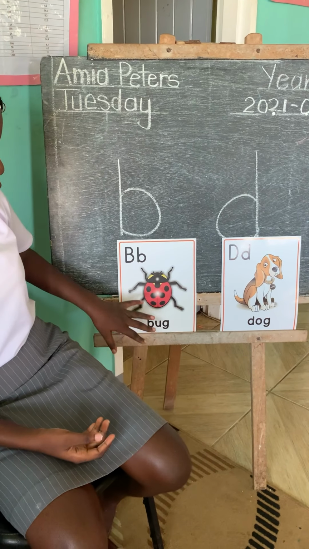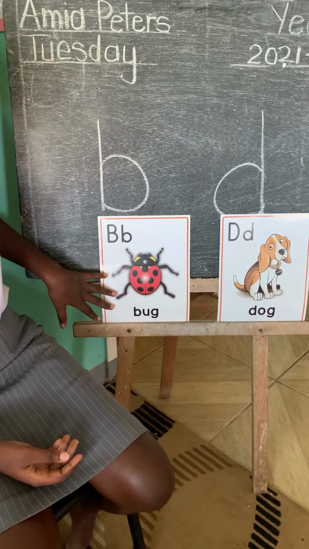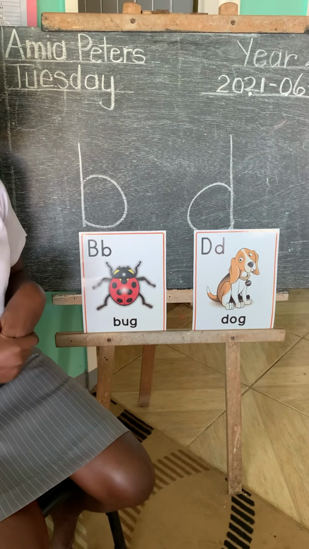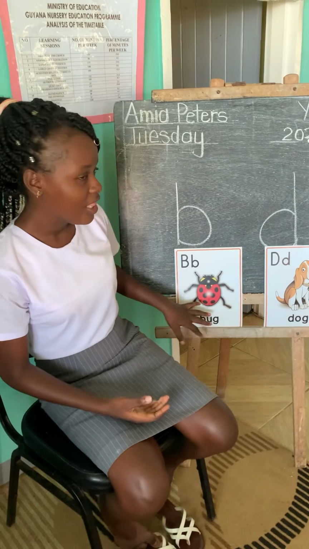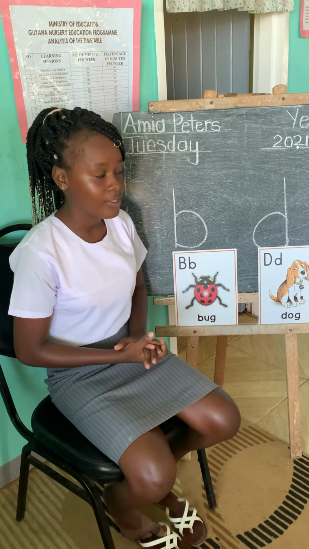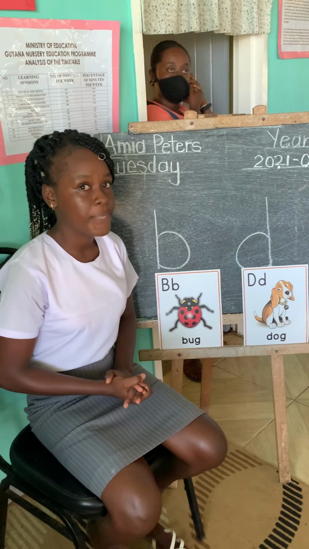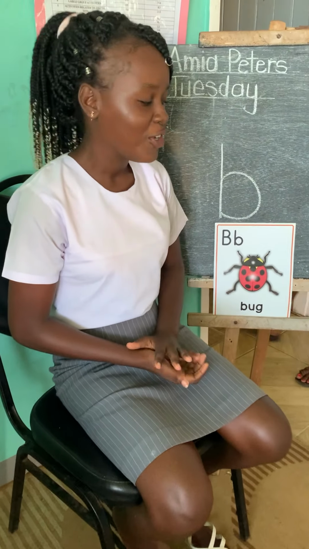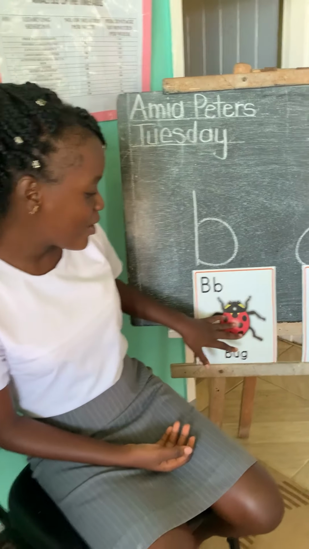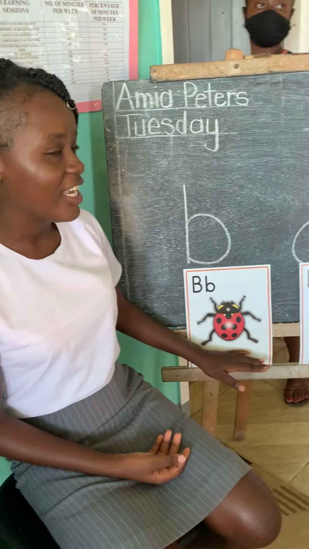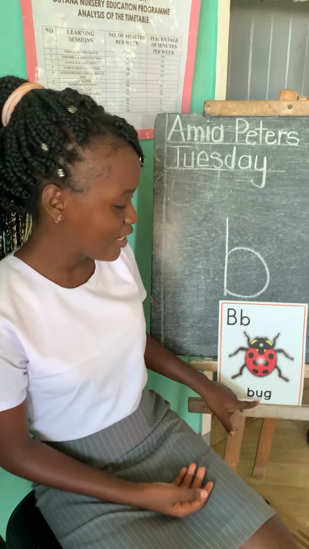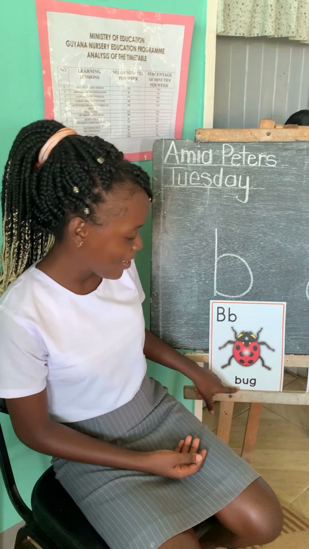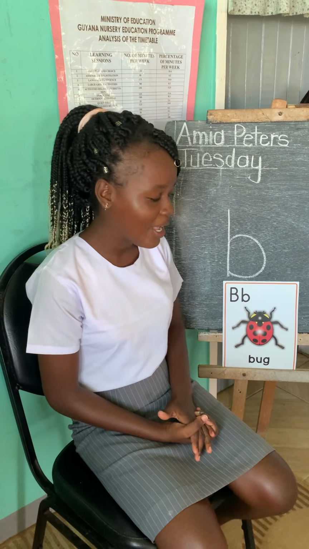Good. And here we have the picture of a bug. Very good, children. Now say the word bug. Again, bug. Good. Now listen to the initial sound of that word. Bug. Let us say it together. Bug. Good. And we know that at the front of this word, the initial sound is the letter B, right? It is the letter B because we hear the B sound.